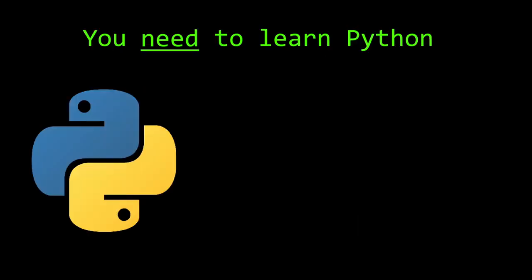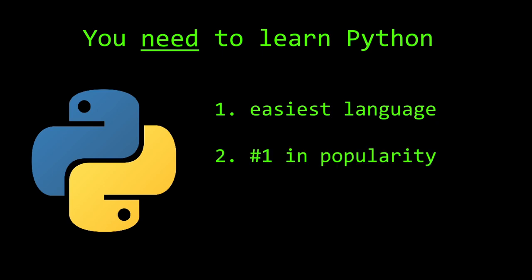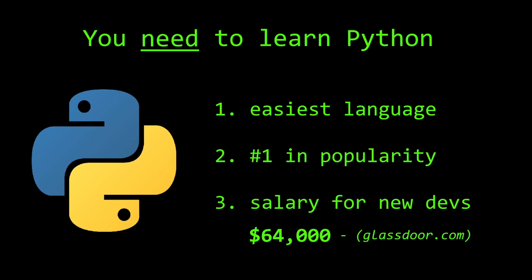I'm gonna tell you why you need to learn Python. It's the easiest programming language to learn, as well as being the most popular in the world right now. And according to Glassdoor, the salary for new Python developers in the United States is $64,000. If any of this sounds good to you, well then, let's get started.